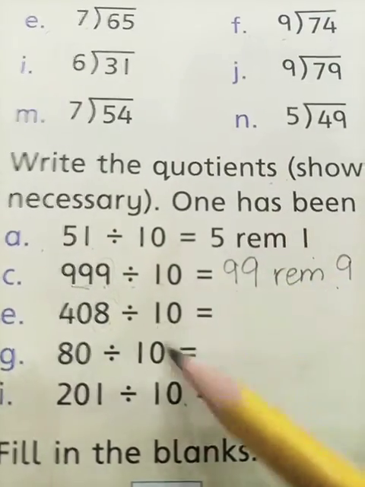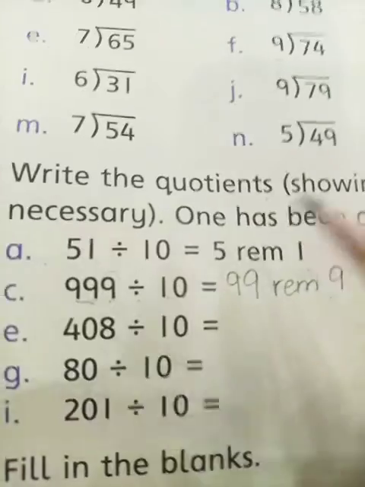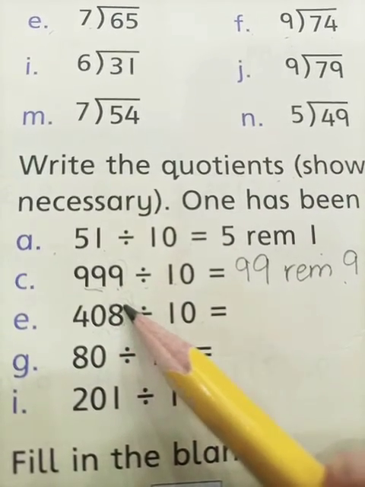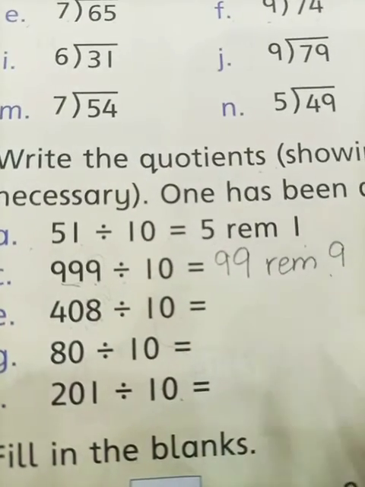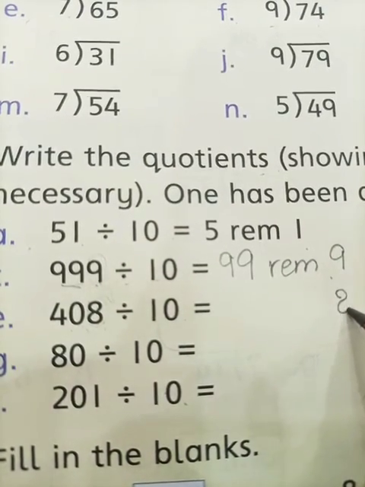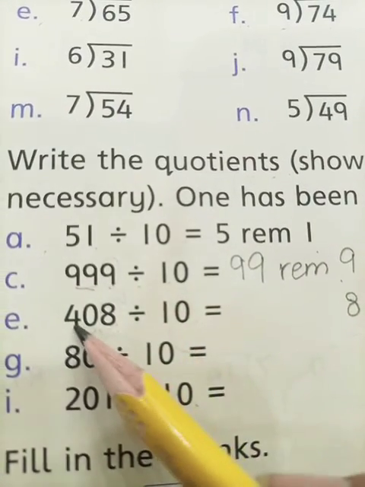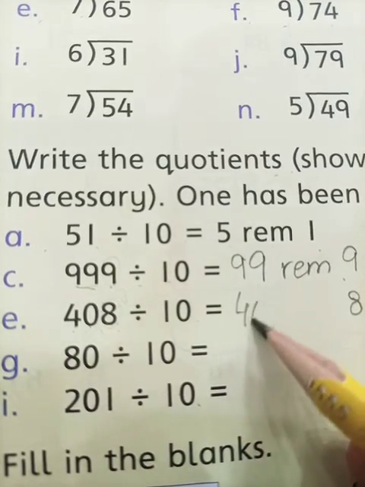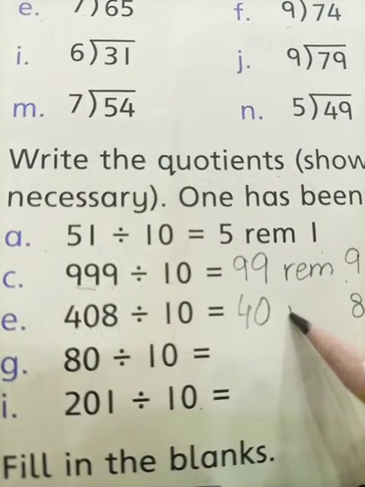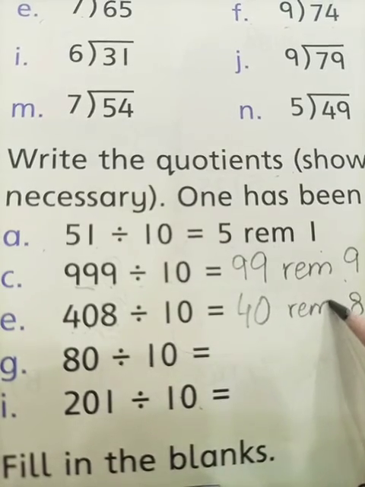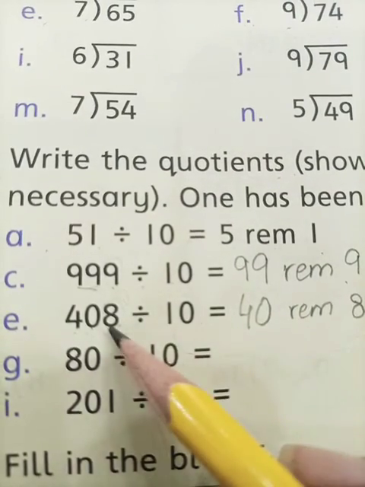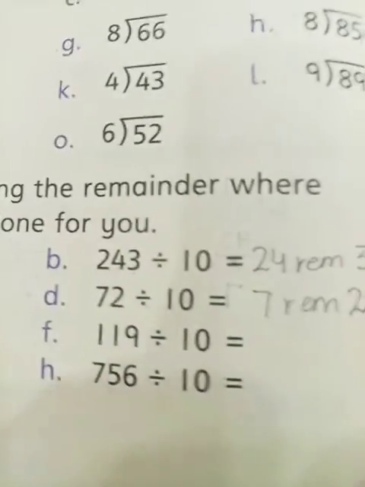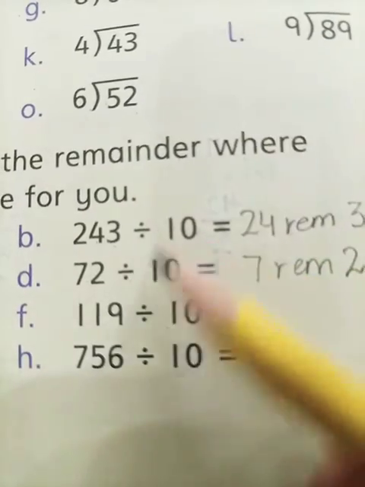Okay, let's do it by the same process. Now look, students, in this 408, 8 is at the right corner, so 8 is our remainder. I am going to write it in the place of the remainder, and the remaining number, that is 40, is my quotient. Here I am writing the word remainder. You can check it by using the same long division method as we have done earlier. Same with the remaining questions.